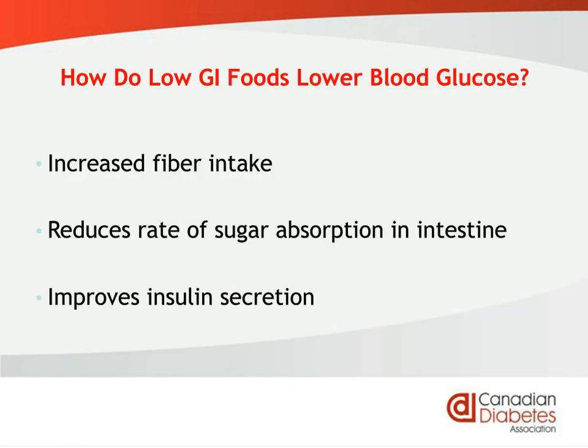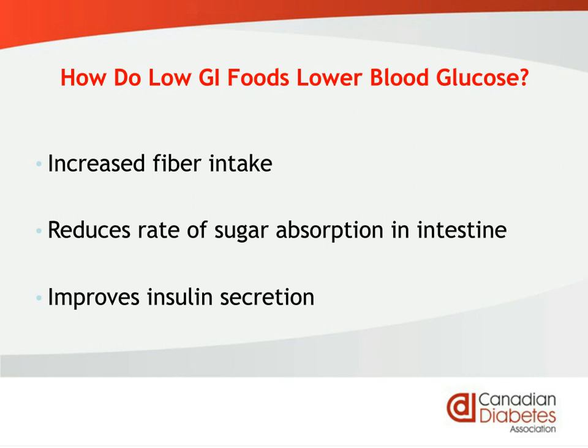So how do low GI foods lower blood glucose? There are some mechanisms in how the low GI foods lower blood glucose levels. The first is increased fiber intake. Many low GI foods are higher in fiber than high GI foods, and more fiber in food slows the rate of digestion and causes a more gradual and lower rise in blood sugar. And low GI foods also reduce the rate of carbohydrate or sugar absorption in the intestines and bowel, regardless of the carbohydrate intake.